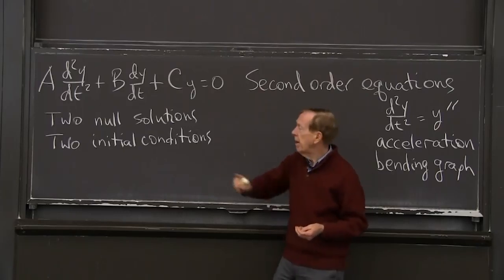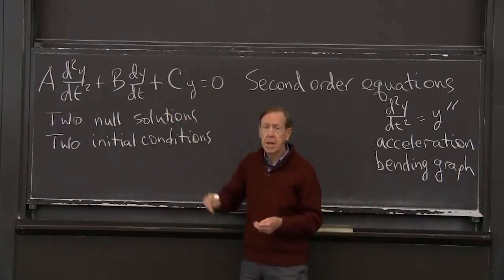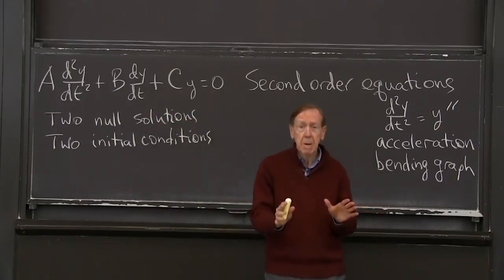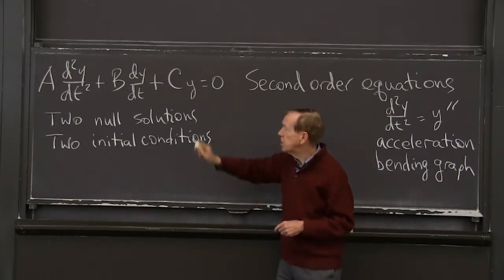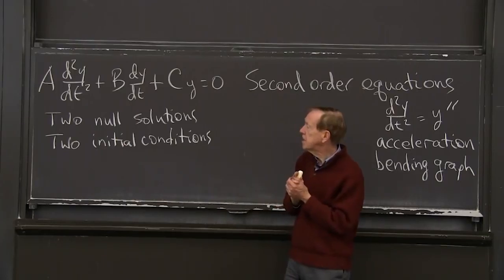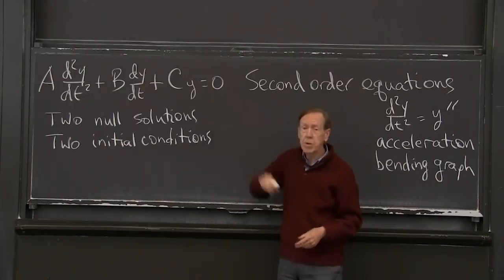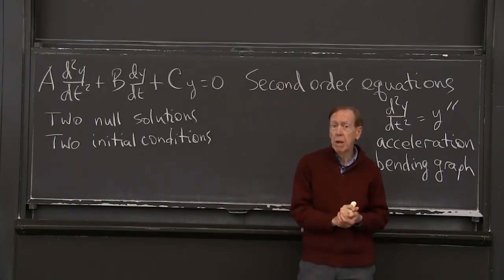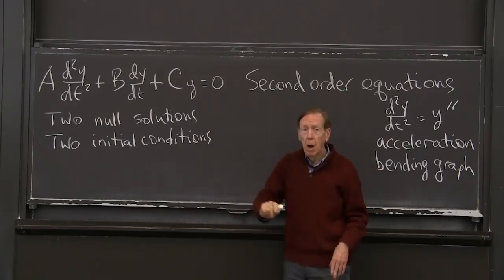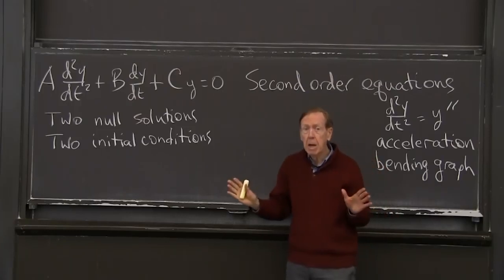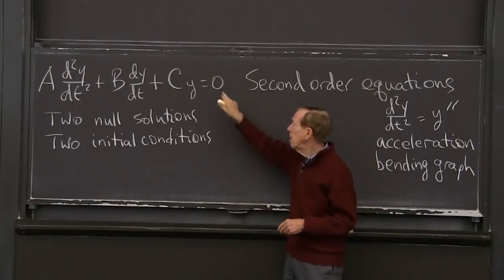I'm often going to have constants A, B, and C. We have enough difficulties without allowing those to change. So A, B, C constants, and I'm doing the null solution to start with. Later there'll be a forcing term on the right-hand side. But today, for this video, null solutions.